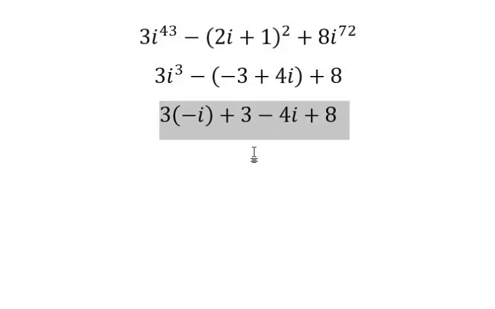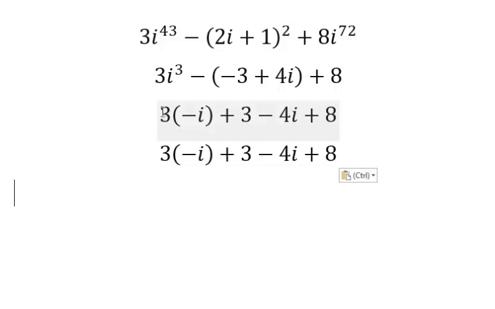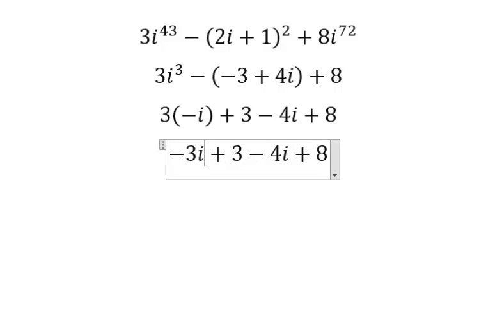Then what are we going to do? We can multiply the 3 with the negative i, and we will get negative 3i. And we can copy the rest. Now you can see that we have like terms, like minus 3i and minus 4i. Those two are like terms, and the 3 and the 8.